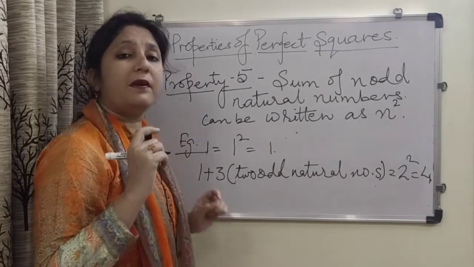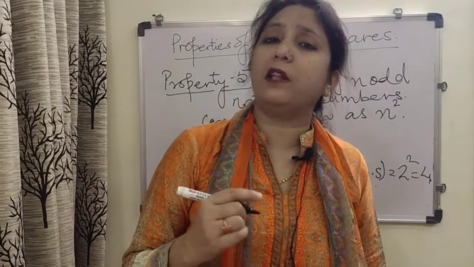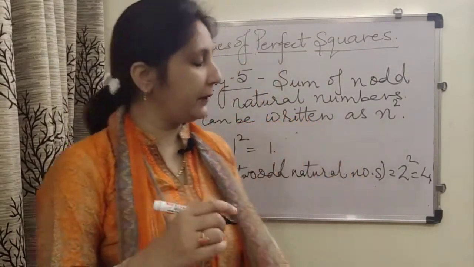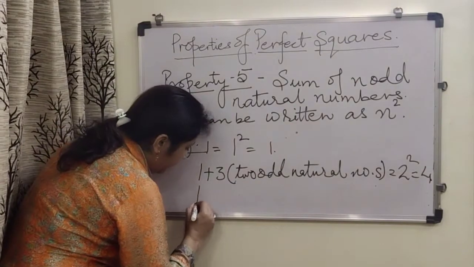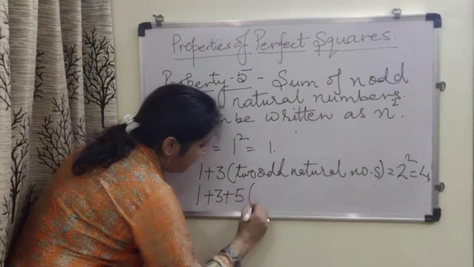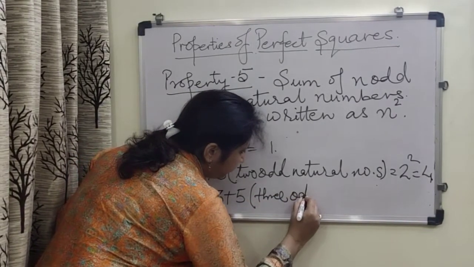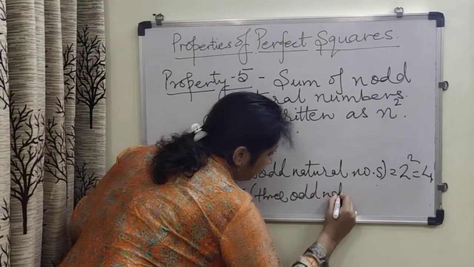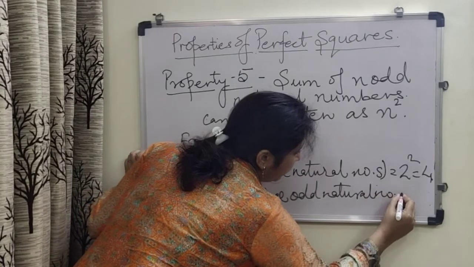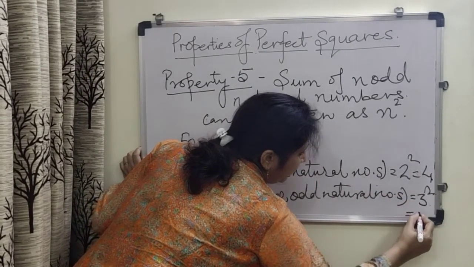But children, remember one thing. Every time you have to begin with 1, the first odd natural number. So let's have another example. 1 plus 3 plus 5. Here I have taken 3 odd natural numbers. So then sum would be 3 square, that is 9.